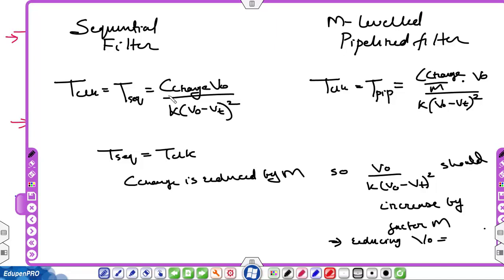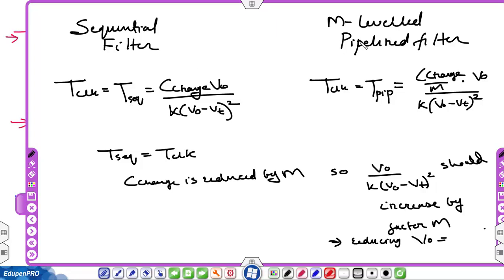So C charge is the capacitance of the critical path, V naught is the supply voltage, K is a constant, and Vt is also a constant. K and Vt depend on the technology. This proof you can easily find in any textbook related to device physics or low power VLSI.